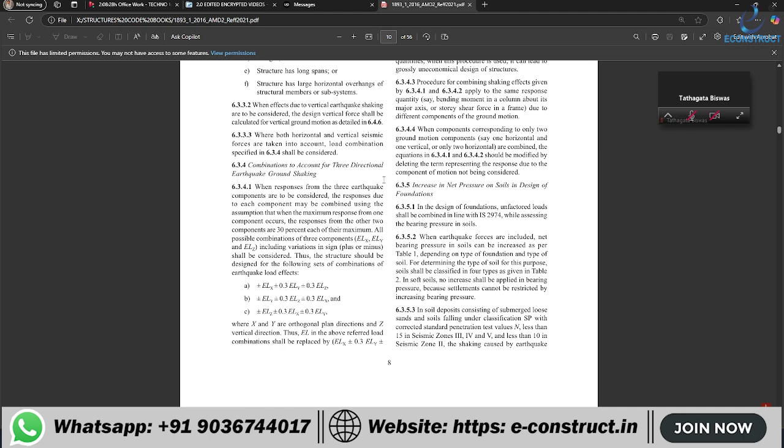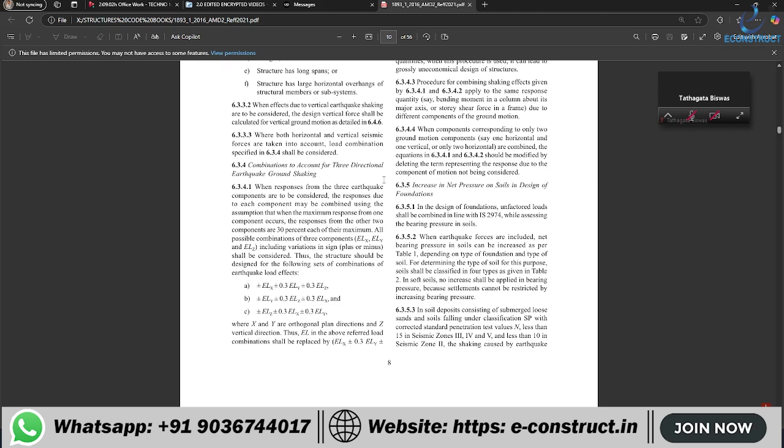Correct. So this is a very important line, guys. This is the assumption actually: when responses from three earthquake components are to be considered, the responses due to each component may be combined using the assumption that when the maximum response from one component occurs, the responses from the other two components are 30% of each of their maximums. So this is a very important line that you need to note down.